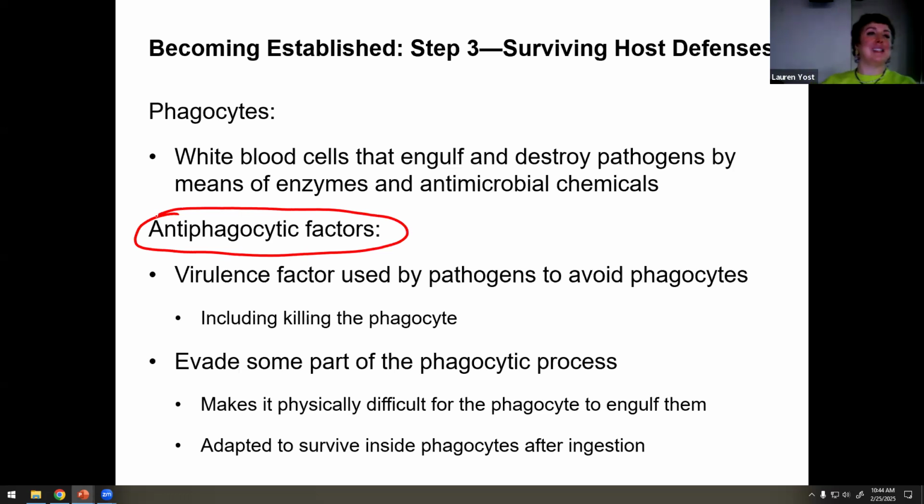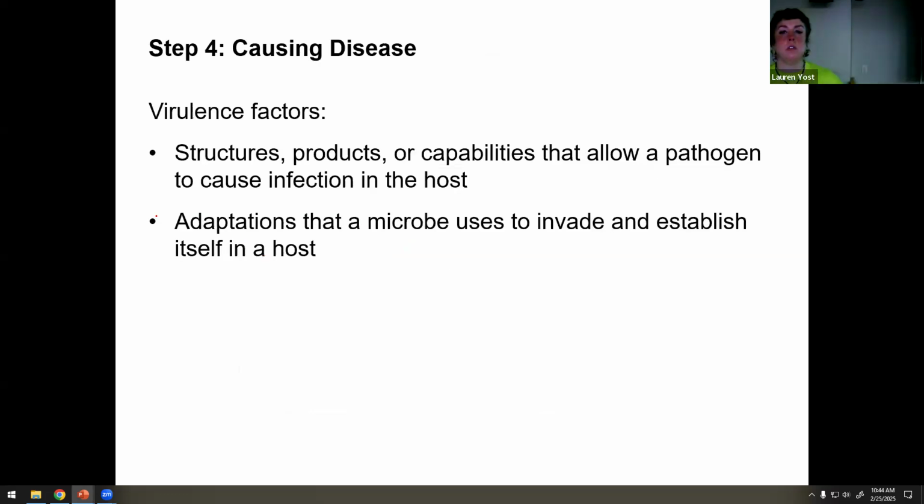Anything that an organism has that is an anti-phagocytic factor is also a virulence factor, okay? So anti-phagocytic factors are virulence factors that help either avoid the phagocytes or avoid being digested by the phagocytes, or it might be that they kill the phagocytes once they get in there. So other things that could be considered virulence factors could be structures like flagella that help them get around to different areas in the body.